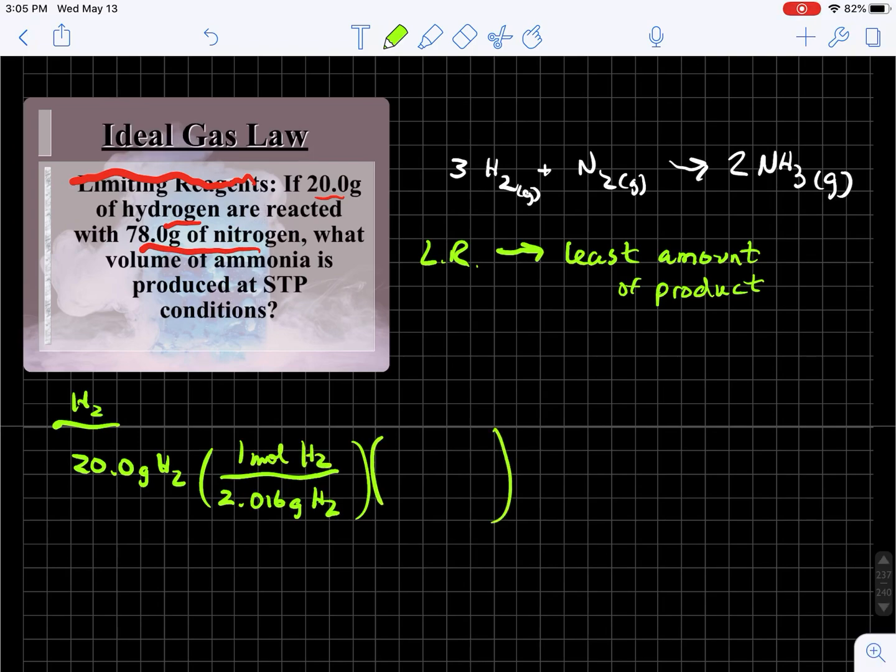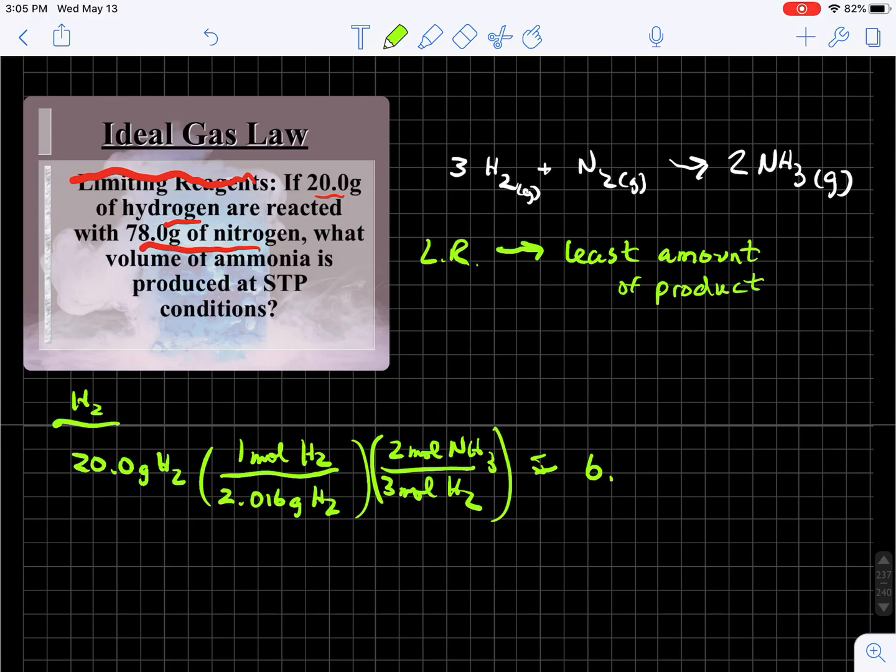And then according to the balanced equation, for every 3 moles of hydrogen, I produce 2 moles of ammonia. Now you can convert this to grams if you want. I think it's an extra step. Until you figure out which is the limiting reagent, I would hold off on converting to grams. So we do 20 divided by 2.016 times 2 divided by 3, and I get a total of 6.61 moles of product.